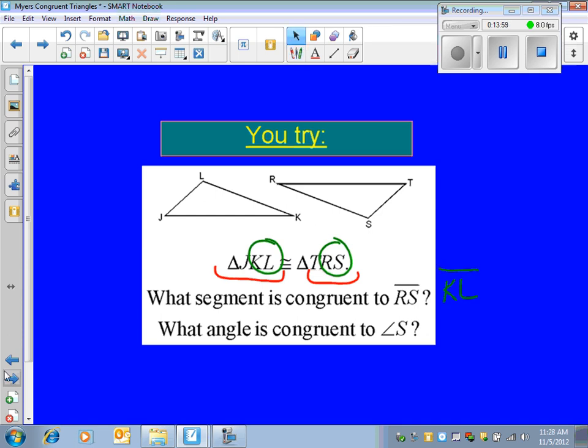Okay? Now let's look at angle S. Angle S, which is on the end. It's congruent to the one on the end, which is angle L. All right. So, folks, that concludes our introduction to congruent triangles. See you next time for part 2.